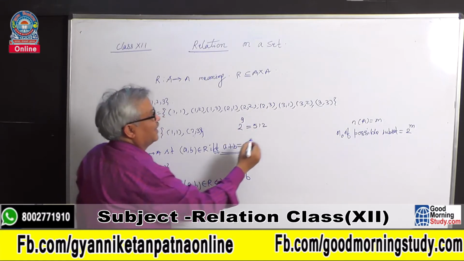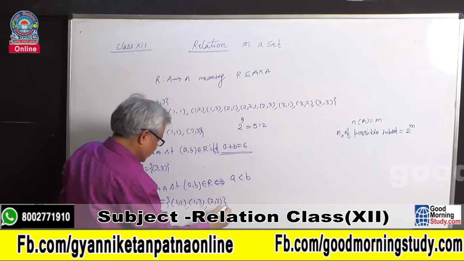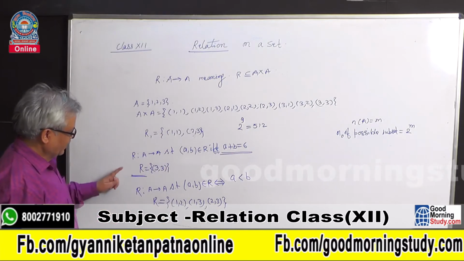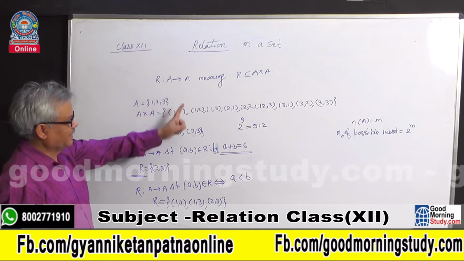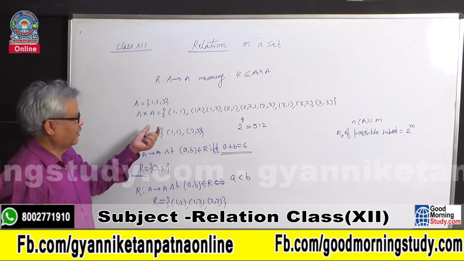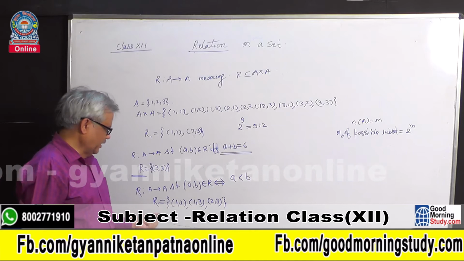So only 3 members are here. In this way, we can obtain the relations from one set to another set. Certain criteria will be given, and under that criteria, we take out the ordered pairs from A cross A to write down the relation.